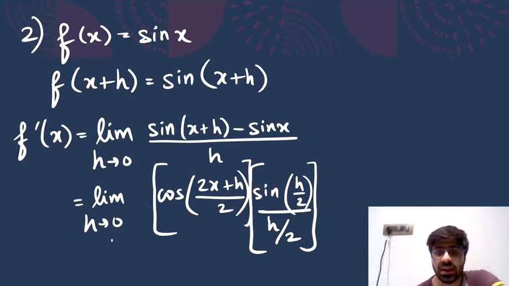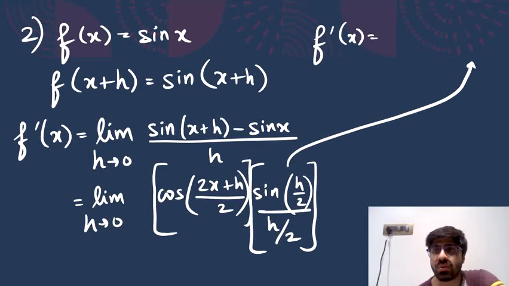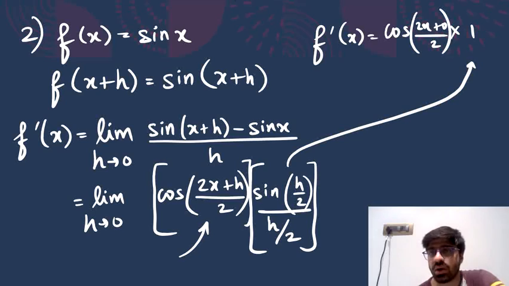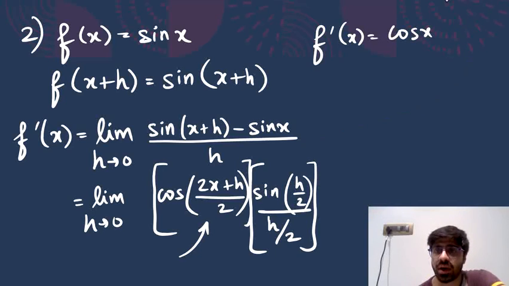So now the second bracket is very much in the form of a standard result that we have learnt in limits. Limit of theta tending to 0 sine theta by theta is equal to 1. So limit of h tending to 0 sine h by 2 upon h by 2 will also be equal to 1. So f dash x will be equal to, this bracket will be equal to 1. And when we put h equal to 0 in this bracket, we have cos of (2x plus 0) divided by 2, which is equal to simply 2x by 2, which is equal to cos x. So we have f dash x equal to cos x into 1, which is simply equal to cos x.